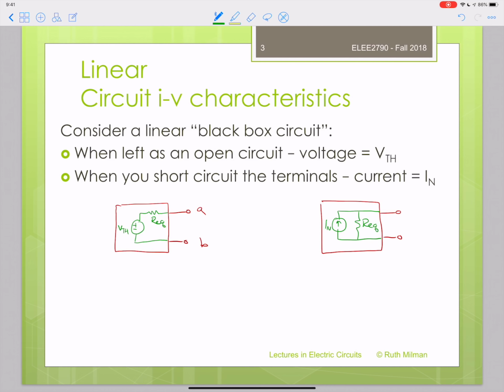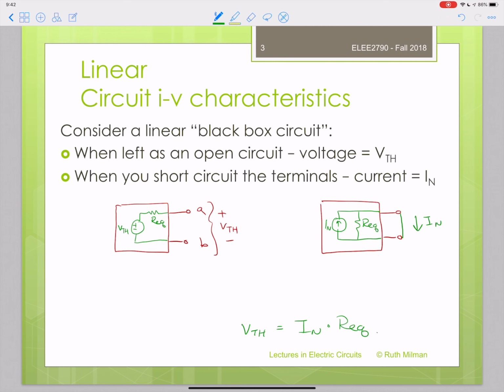We also know that there's a standard relationship. VTH, the Thevenin voltage, is equal to the Norton current IN times that equivalent resistance. So the relationship follows Ohm's law. When identifying the Thevenin voltage, we simply look at the open circuit voltage across the terminals A and B. We measure the voltage and then we know what that black box contains. On the other hand, when we consider the Norton current, if we want to identify that, we short circuit the two terminals A and B.